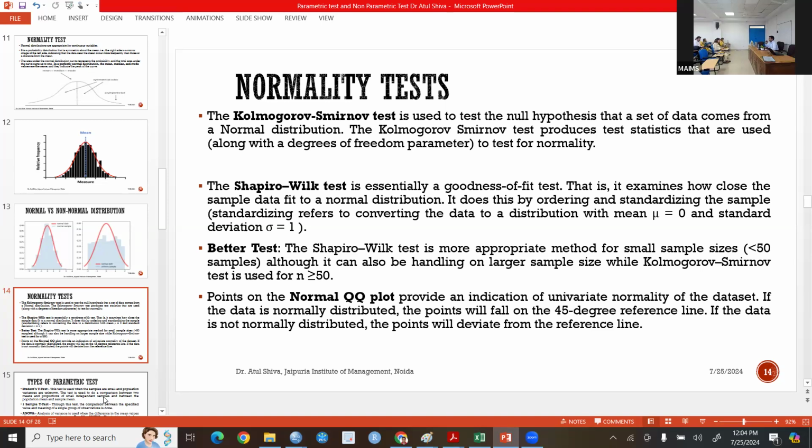You can search it on Google Scholar or Google. You will get the citation for which test is a better test and why it is a better test. It is more appropriate because it is based upon a goodness of fit test, right? It is an exact test. So let us go and open the file. Let us open the file.